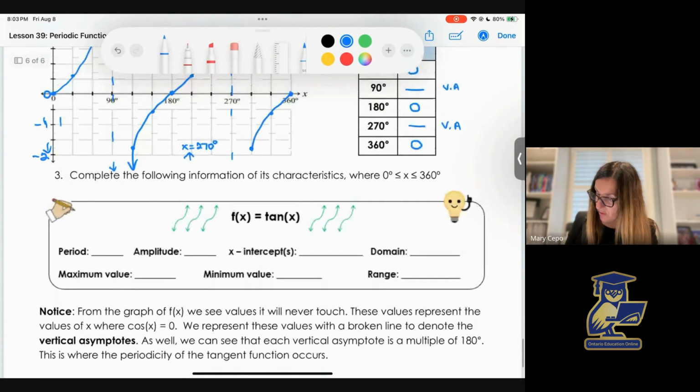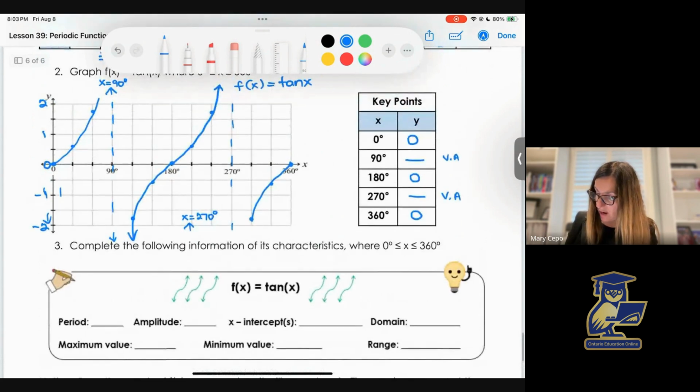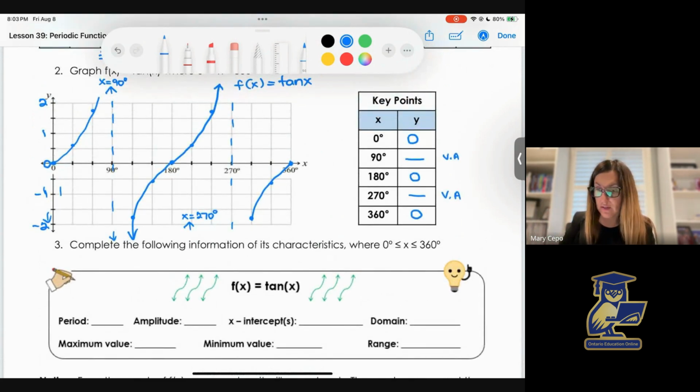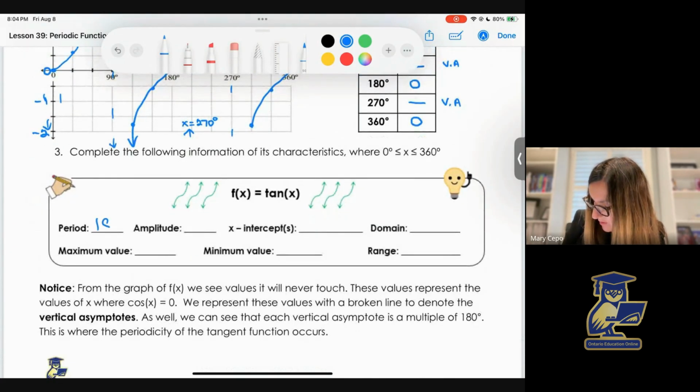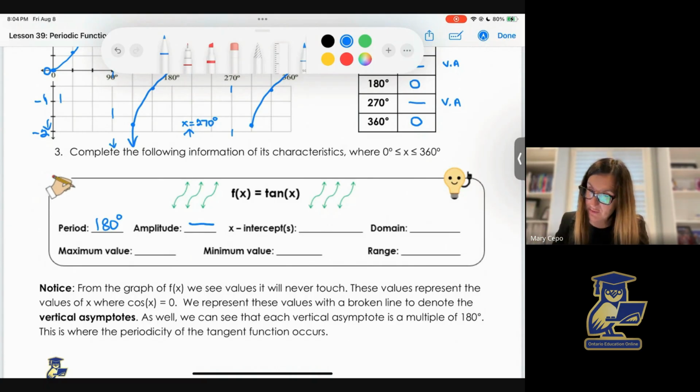So the period: if you notice, when does one full cycle occur? It happens between 90 and 270. So taking the difference between 270 and 90, that would be a period of 180 degrees. Amplitude: again, remember amplitude is from the maximum to that halfway mark. Unfortunately, there isn't an amplitude for tan. There's never a maximum. It never reaches it. It just keeps going and going to infinity. So x-intercepts: where does it cross the x-axis? Well, it looks like at 0 degrees, at 180 degrees, and then at 360 degrees.